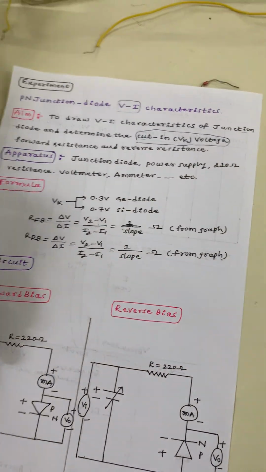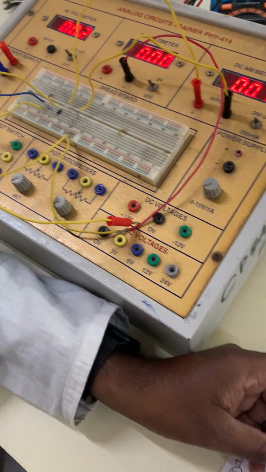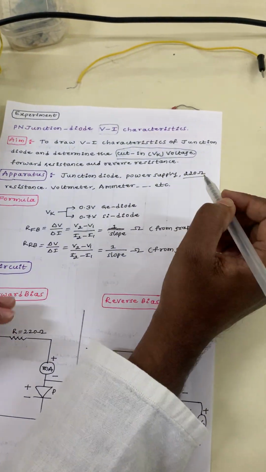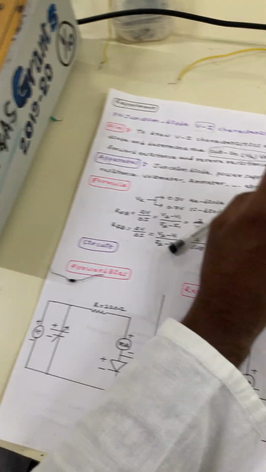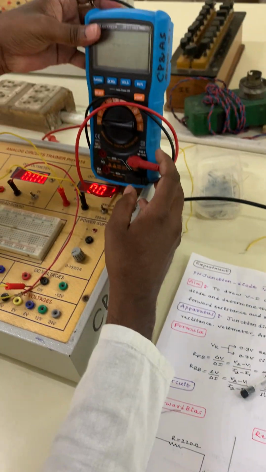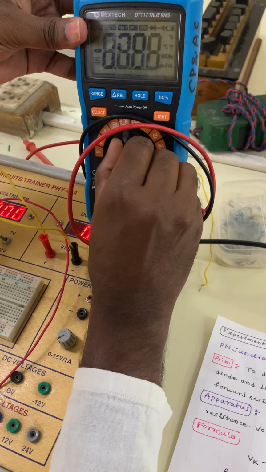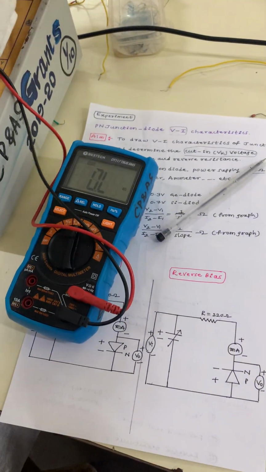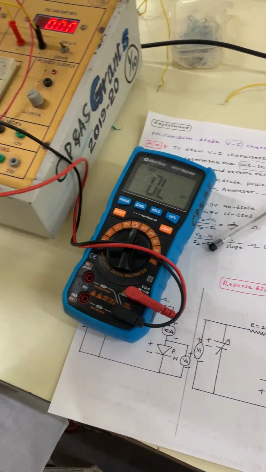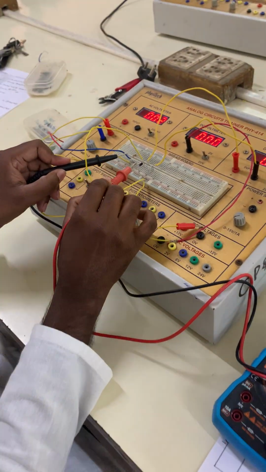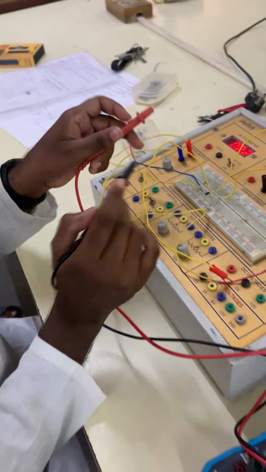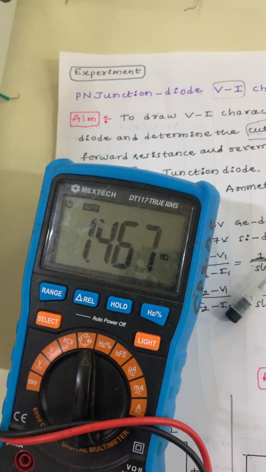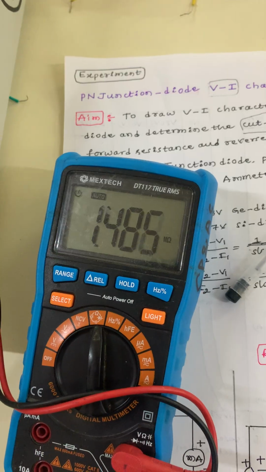Junction diode, power supply, this one is a power supply and this one is another power supply. Now a 220 ohm resistance we have to take. This one is the multimeter. From that multimeter we have to check the 220 ohm resistance, to see whether this resistance is 220 or not. Now you are able to see how much resistance is there.